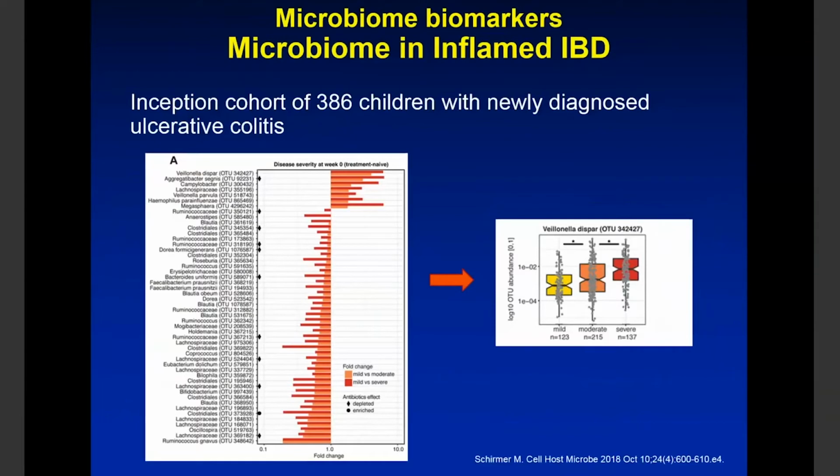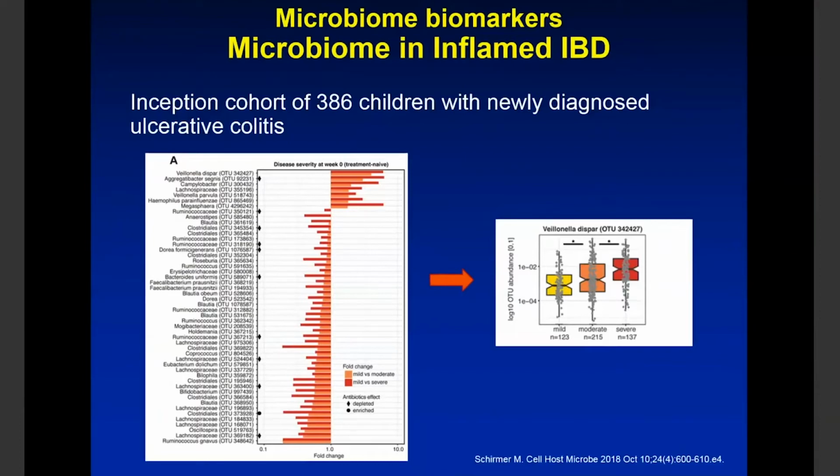A similar observation was also made in the PROTECT cohort, which was an inception cohort of children newly diagnosed with ulcerative colitis. Among their final data set, which included 386 children with newly diagnosed ulcerative colitis, there are multiple microbial features that correlated with disease severity and disease activity.